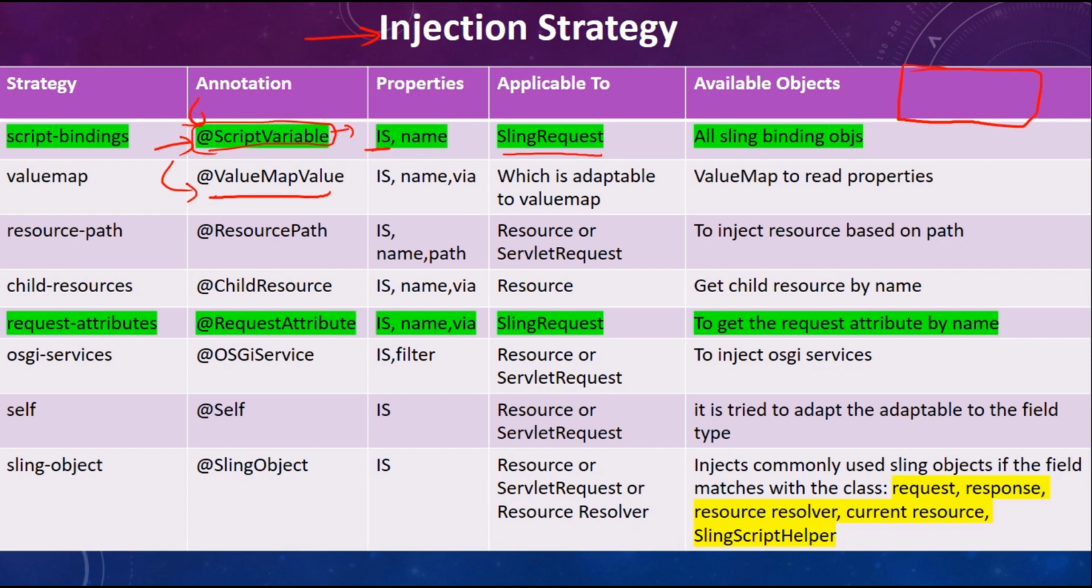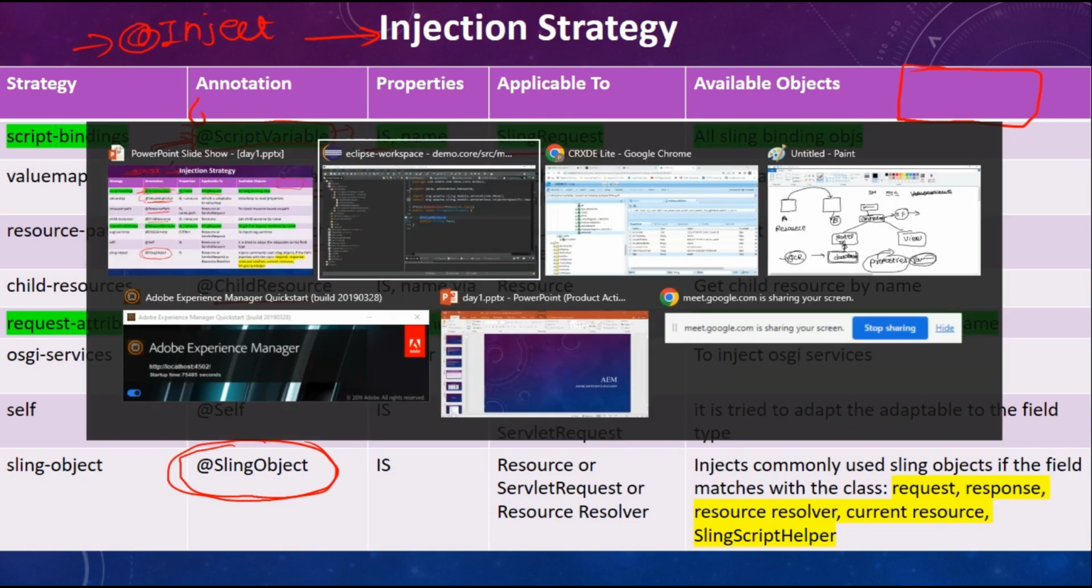What does the injection strategy mean? When we are using @inject, this flow will work. But consider that in some case we use this Sling object. First it will go inside this script variable and search this value map value later. After that it will search this path, this annotation, later this, and at the last it will execute this Sling object. So this is not a good case. For that you can simply use this value map value.